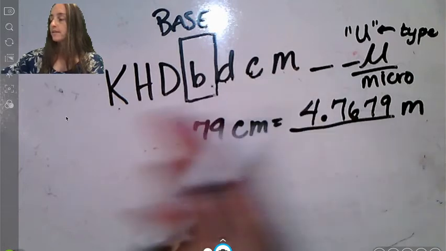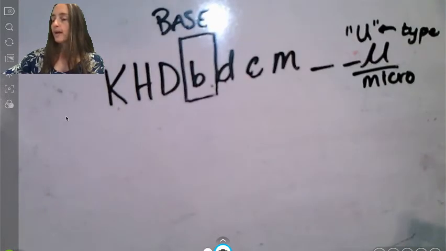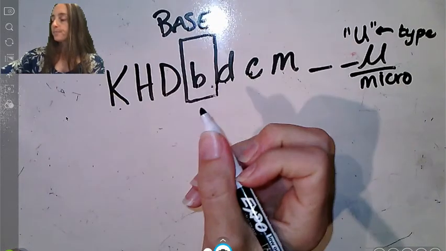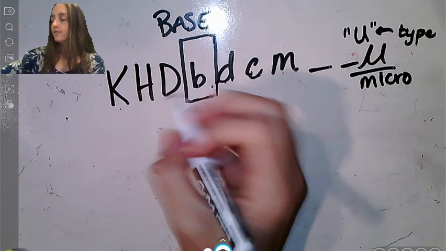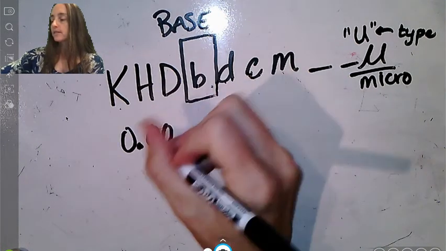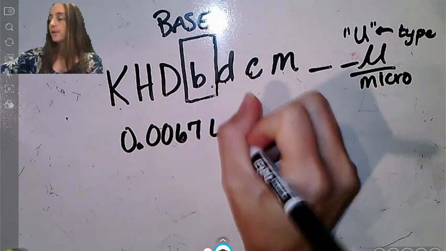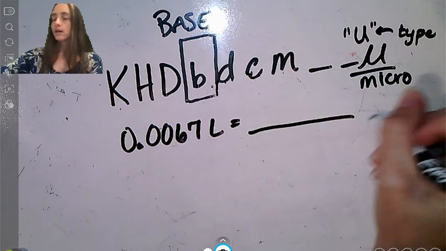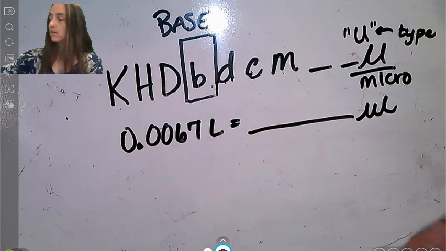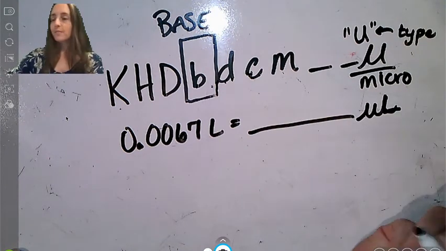Okay, one more. All right, so let's say we have 0.67 liters. We want to know how many, that's an L, microliters we have. What's a microliter anyway?